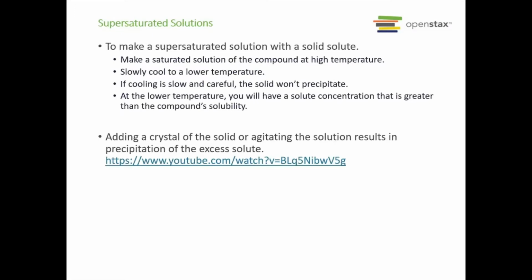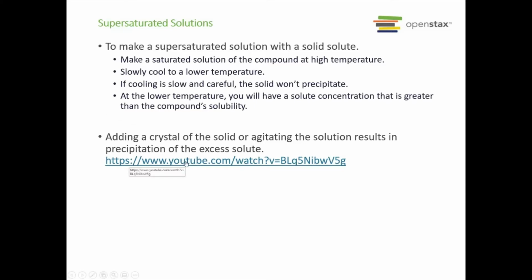To make a supersaturated solution with a solid solute, you would start by making a saturated solution of the compound at a high temperature and very, very slowly cool it to a lower temperature. If it's slow and careful cooling, the solid will not precipitate. And then at this lower temperature, you have a solute concentration greater than the compound solubility.